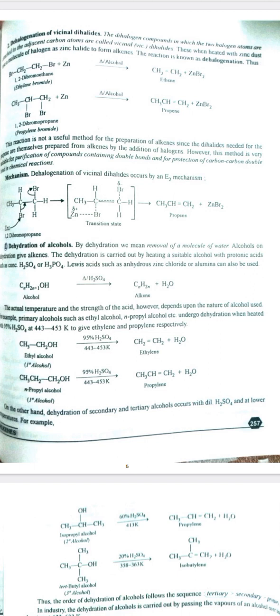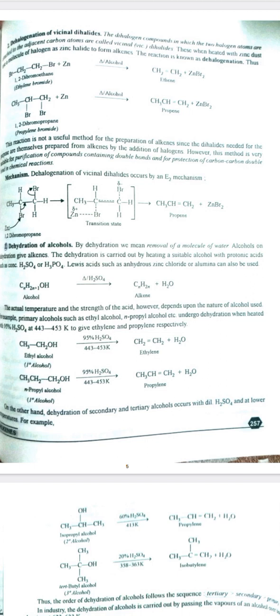The dihalogen compounds in which the two halogen atoms are attached to adjacent carbon atoms are called vicinal dihalides. These, when heated with zinc dust, lose a molecule of halogen as zinc halide to form alkenes. The reaction is known as dehalogenation. Thus, ethylene bromide, when reacted with zinc in the presence of alcohol, gives ethene and zinc bromide as the product. Propylene bromide, when reacted with zinc in alcohol, gives propene and zinc bromide as the product.